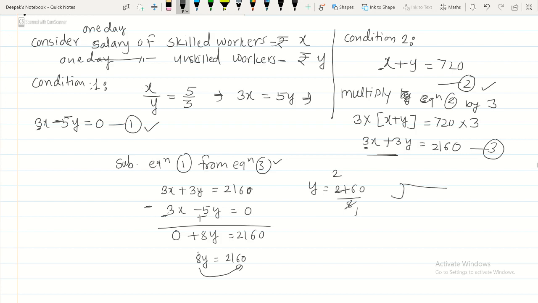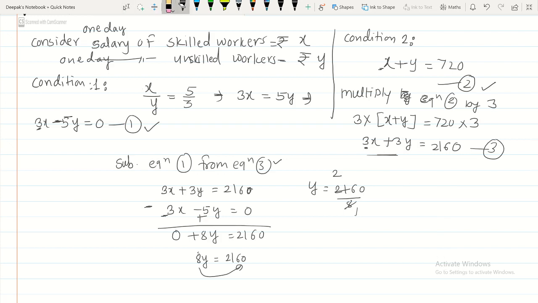Okay, let me divide in a simple way. 2160 divided by 8. 8 ones are 8, 8 twos are 16, right? What will remain? 5 will remain, and we need to bring down this 6. 8 sevens are 56, right? Minus, 0, then I will bring down this 0, the remainder will be 0. So 8 zeros are 0. So 2160 divided by 8 is equal to 270, right? 270 is the answer. So we got the value of y.